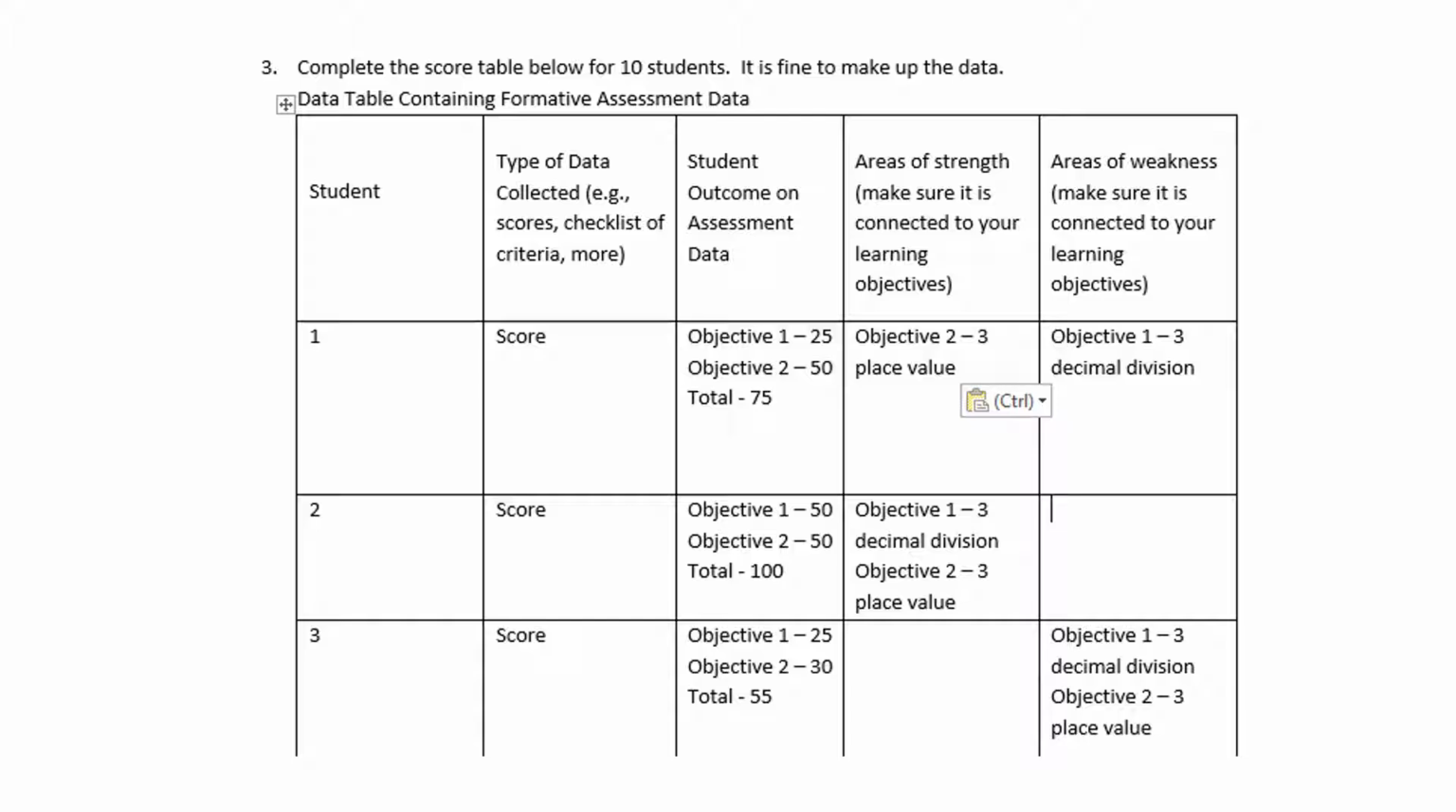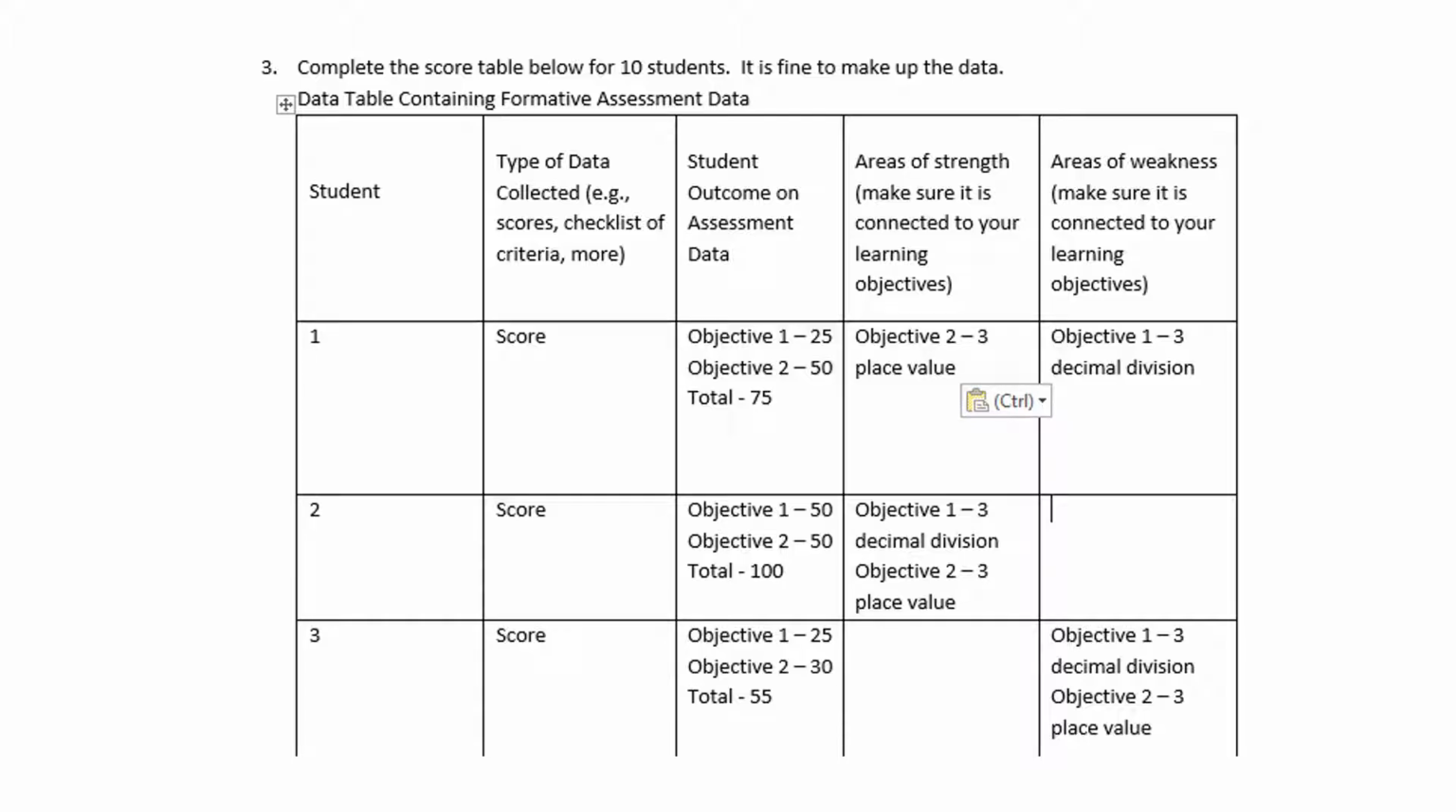So you can see in the areas of strength, obviously, that student was stronger in objective 2 because the score was higher. So we're going to see that objective 2 was place value. So this is a math quiz, and objective 2 focused on place value. For areas of weakness, you can see that the student was a little weaker in objective 1 because they only scored 25 out of a possible 50 points. And objective 1 was decimal division. So the student was strong in place value, weaker in decimal division.